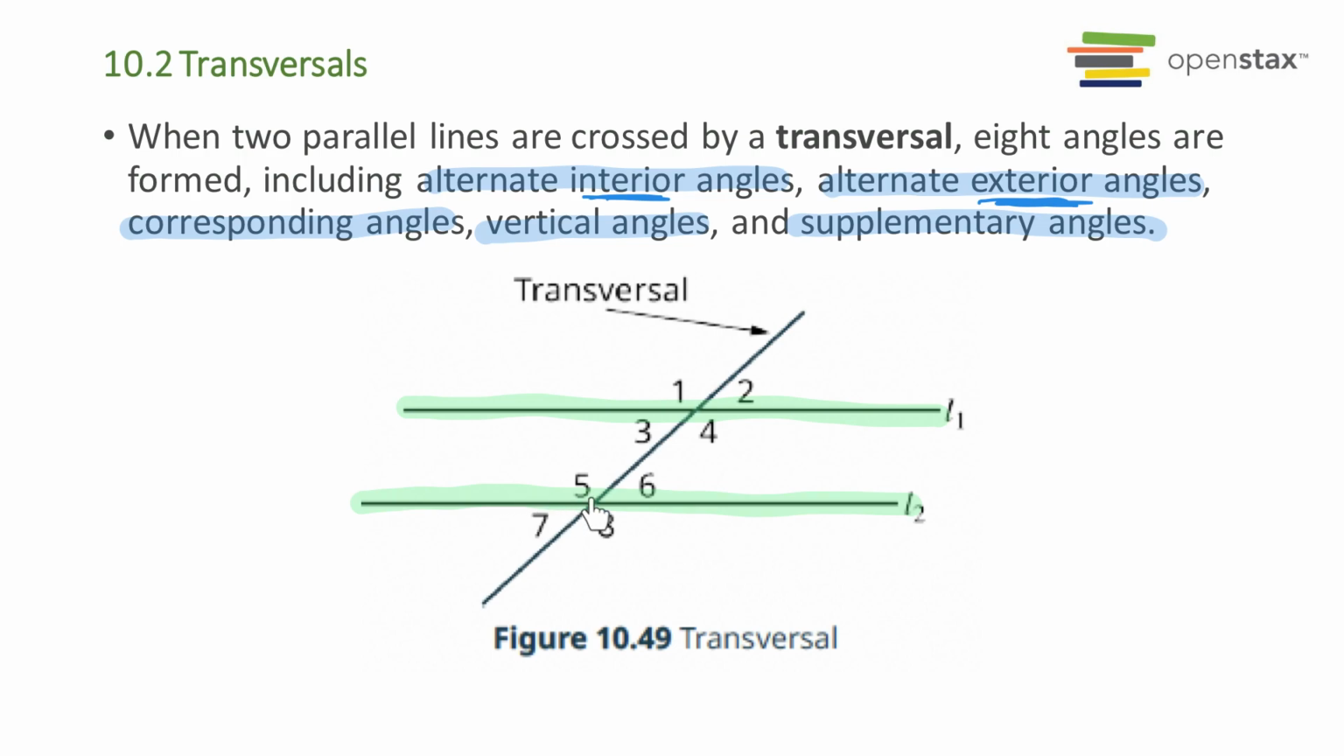2 and 7 have the same measure. They are alternate exterior because they're on opposite sides of the transversal and outside of the parallel lines. And 1 and 8 are also alternate exterior angles. They're on opposite sides of the transversal, but outside of the parallels.